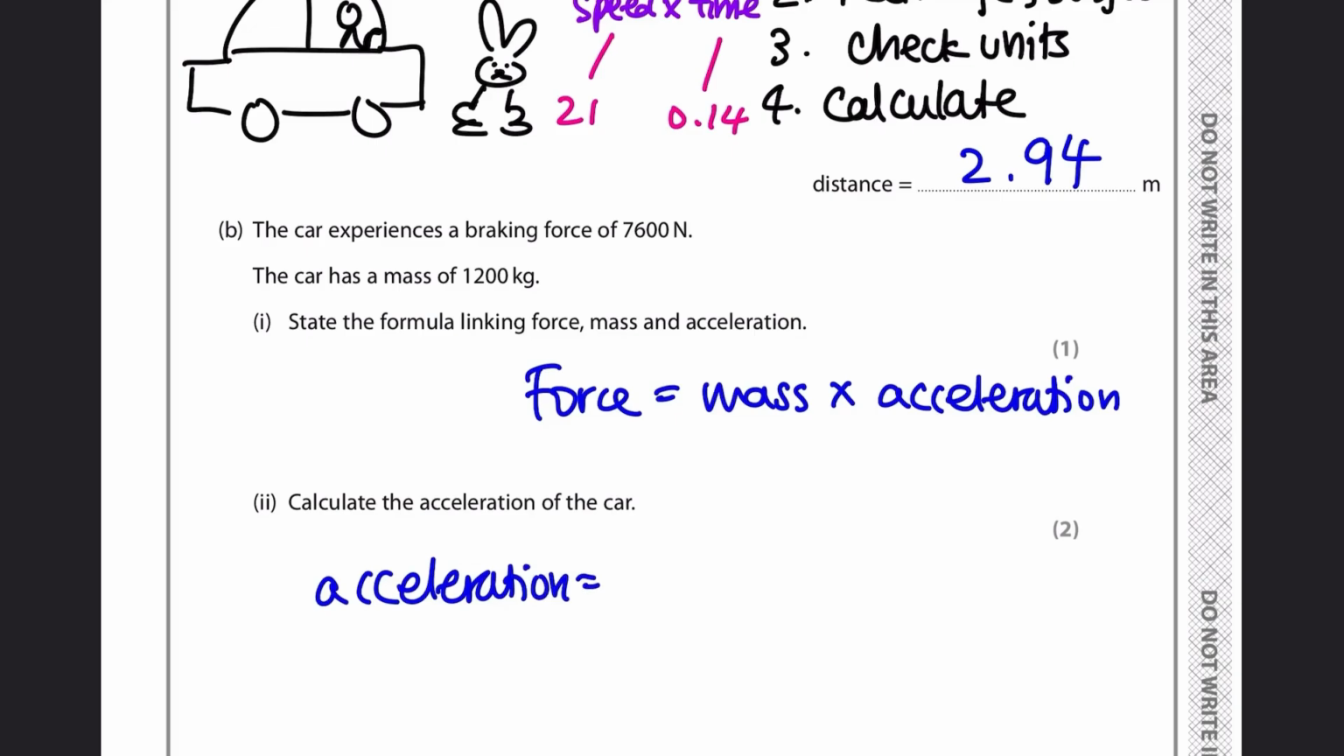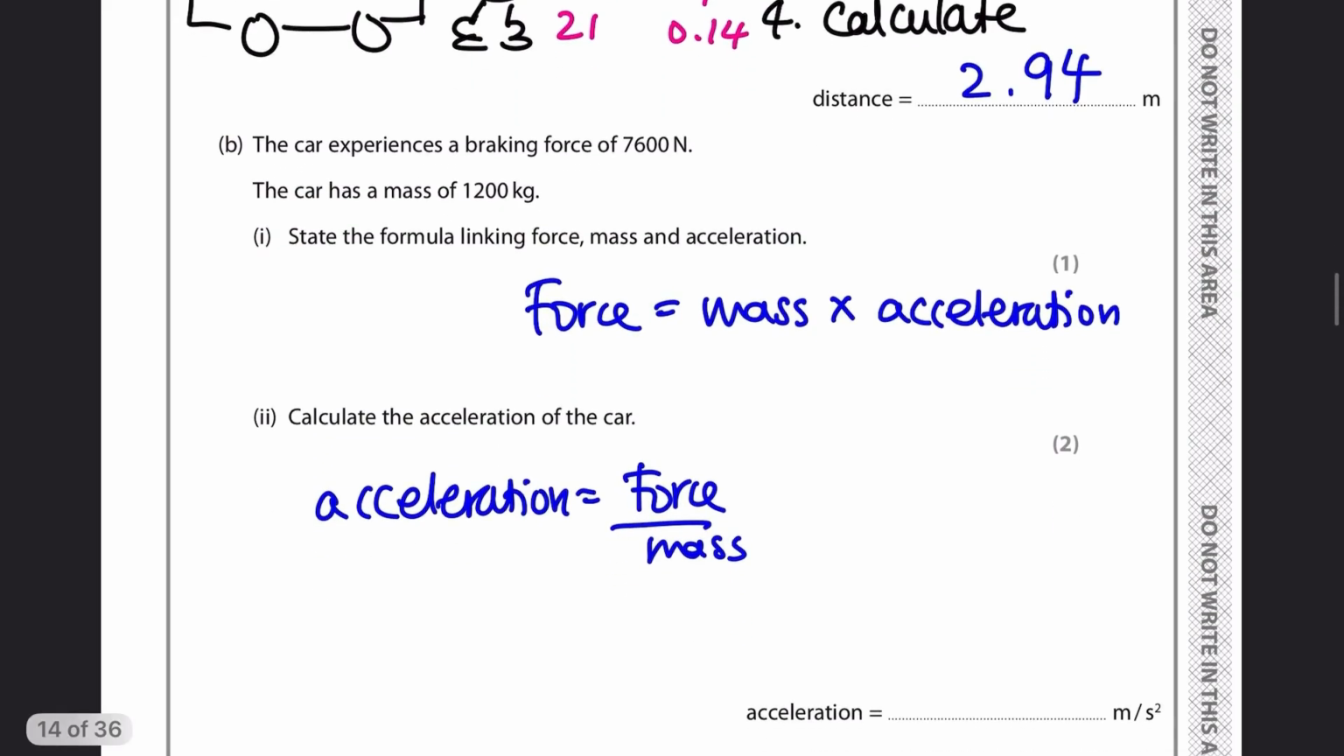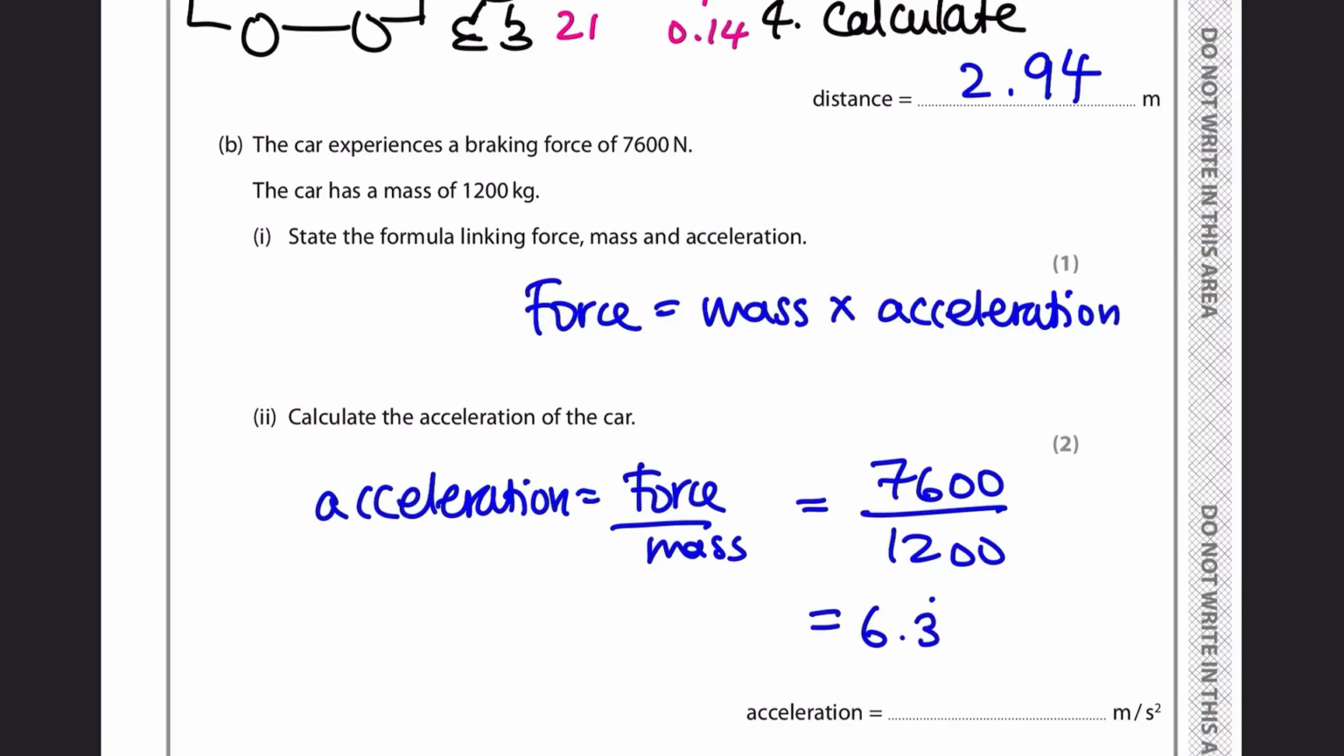Acceleration equals, I'm going to bring mass over here by dividing, right? So force divided by mass. So I've rearranged it. Check units. Are all my units correct? Meters per second squared. Kilograms for mass. Newtons, that's all good. Now I can calculate. So therefore, force is 7,600. The mass is 1,200. And if you do that on your calculator, you should get 6.3 recurring. So 6.3 meters per second squared.